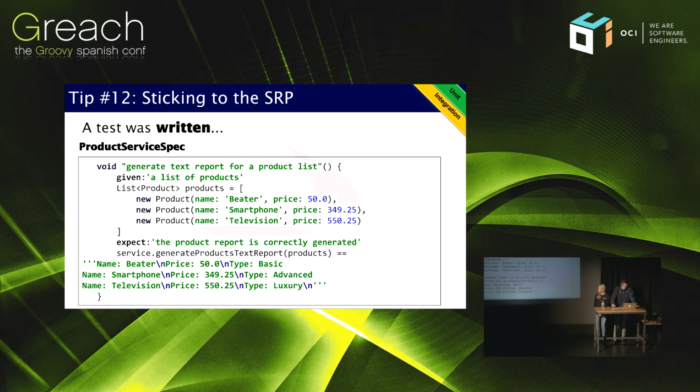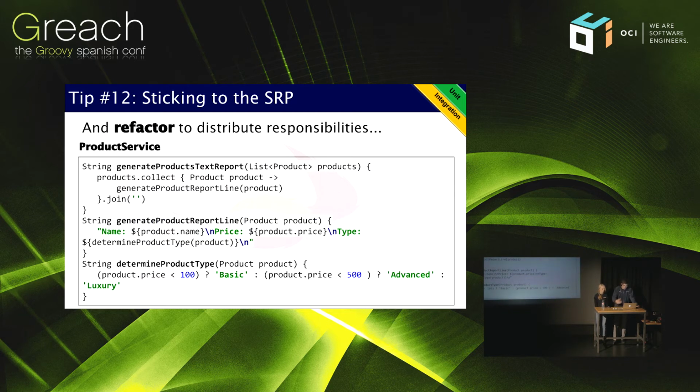We wrote a test for the method. We check that given a list of products, the report is generated as expected, and having the safety net of the test, we can improve the initial method by distributing responsibilities. We write a method to print a line of the report, another method to determine the product type based on the price of the product, and finally, we rewrite the original method using the other ones.